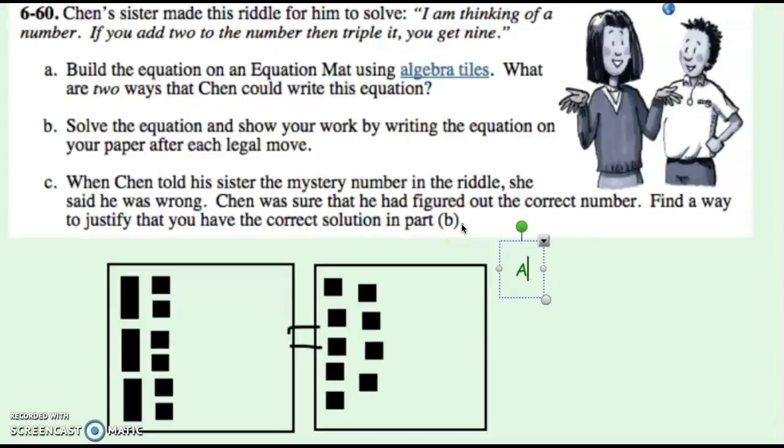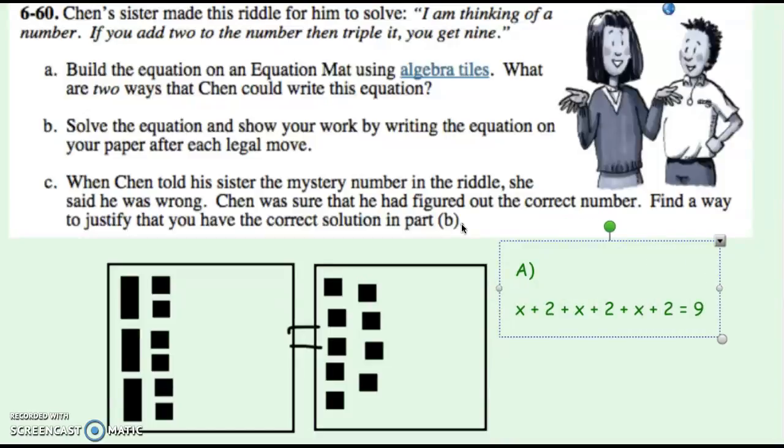So part A is asking for 2 ways to write that. One way I could write that is I could have x plus 2. And if I'm going to triple that, I'm going to have 3 of those, equals 9. Another way I could do this is using the distributive property. So I'm going to say I have 3 groups of, remember the parentheses means groups of, 3 groups of x plus 2 equals 9. So that would be A.